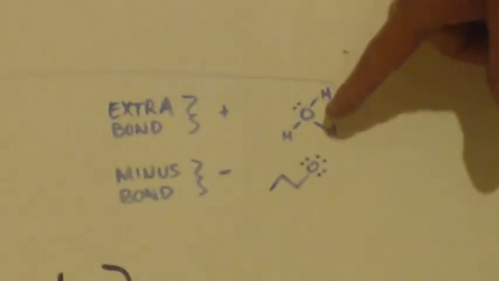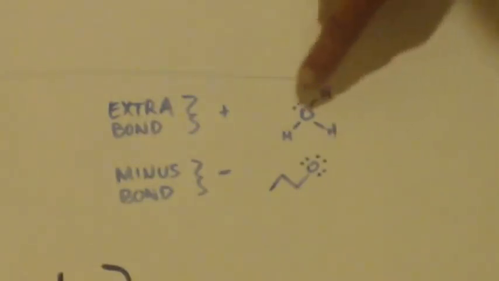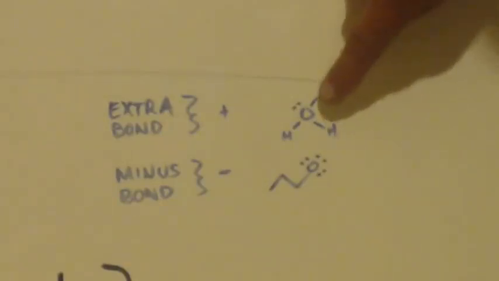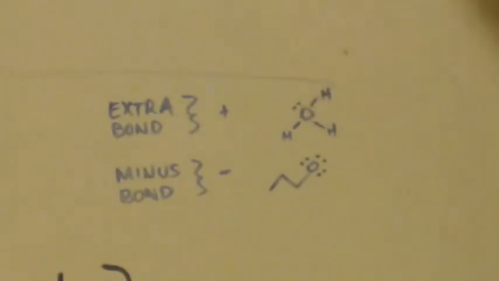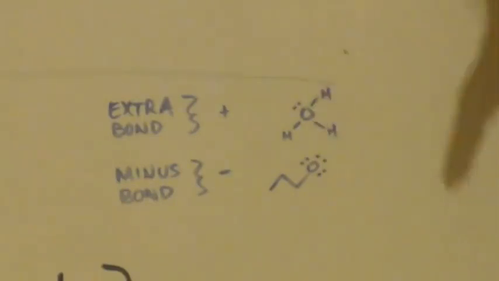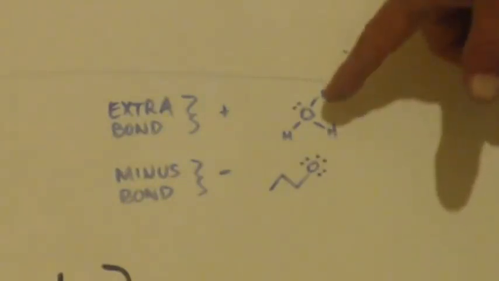Why does that make it positive? Because remember, there would be 2 lone pairs here, right? A proton must have jumped onto one of those lone pairs and formed a bond. The oxygen donated both of the electrons, right?